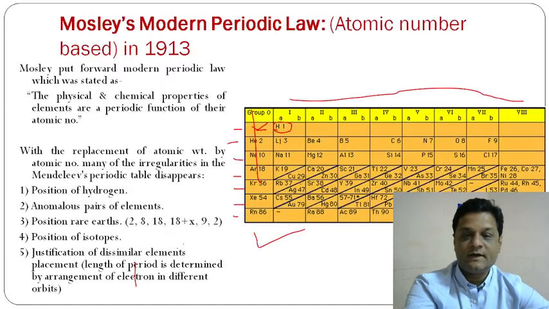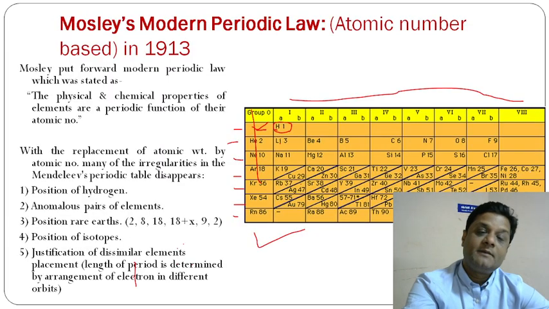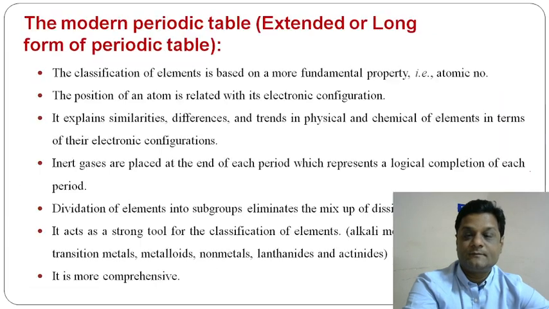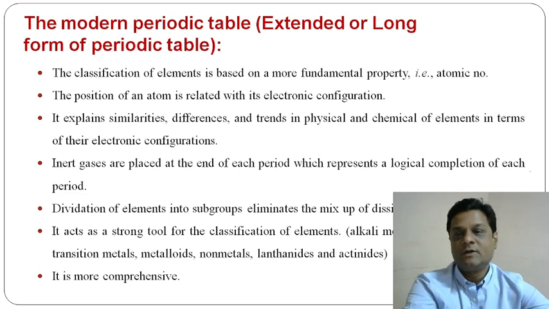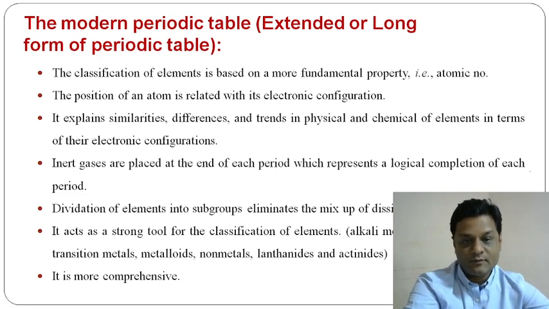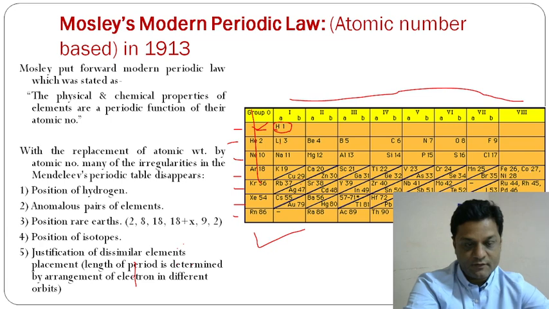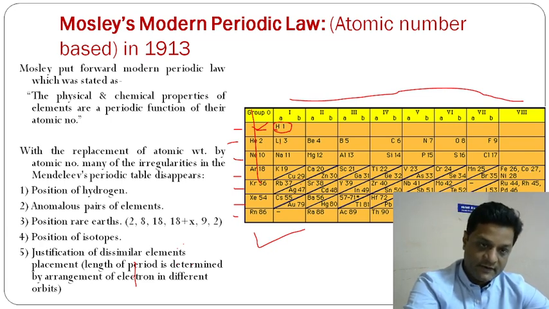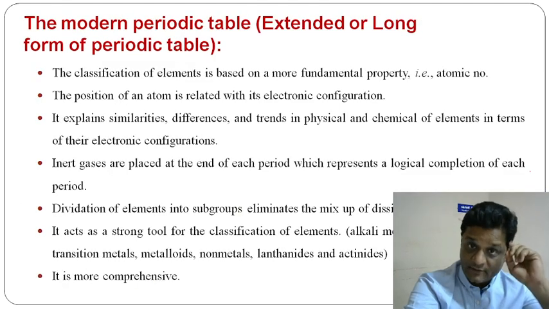Here dissimilar and similar elements were given a proper place. Again it has some drawbacks. But this was the basis for the modern periodic table. From this table only, the new modern table was derived. Now we can see the modern periodic table.